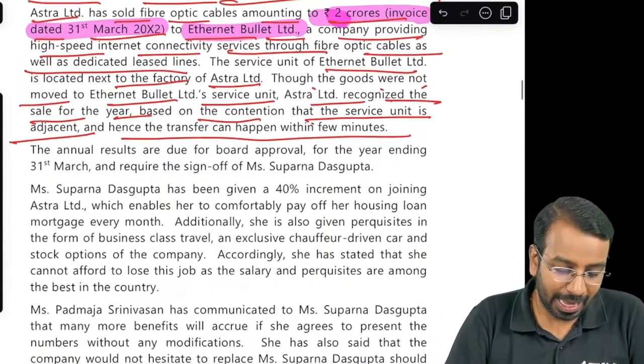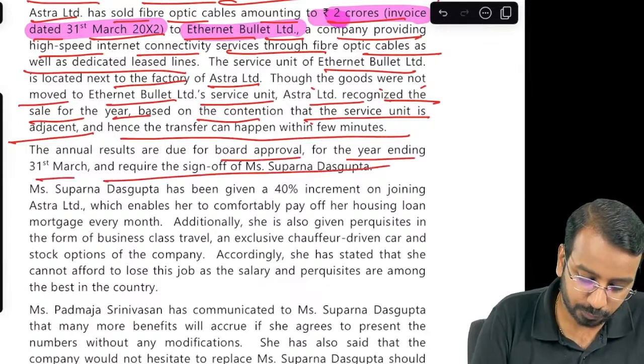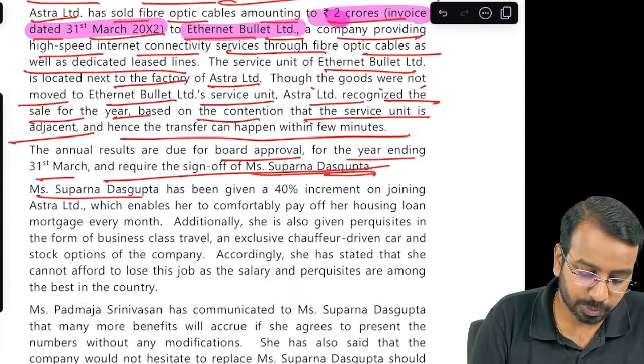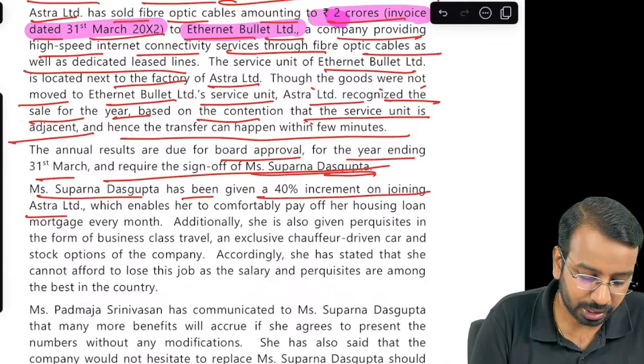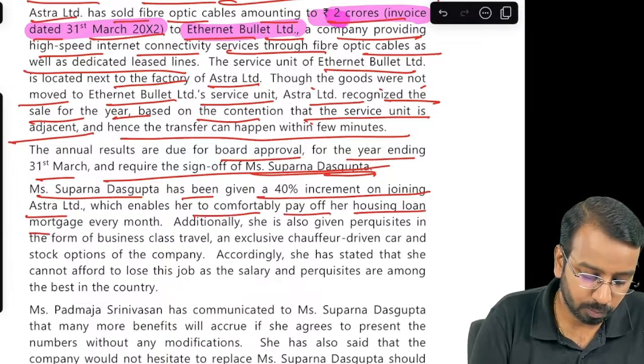Okay. Annual results are due for board approval for the year ending 31st March and require the sign off of Miss Dasgupta. Ms. Dasgupta has been given a 40% increment on joining Astra Limited, which enables her to comfortably pay off her housing loan mortgage every month.